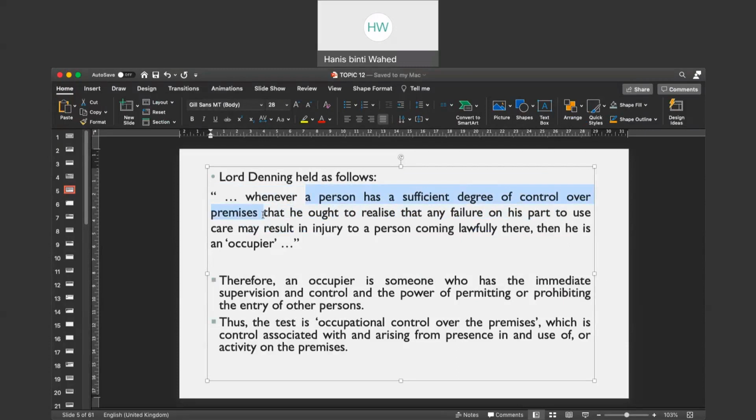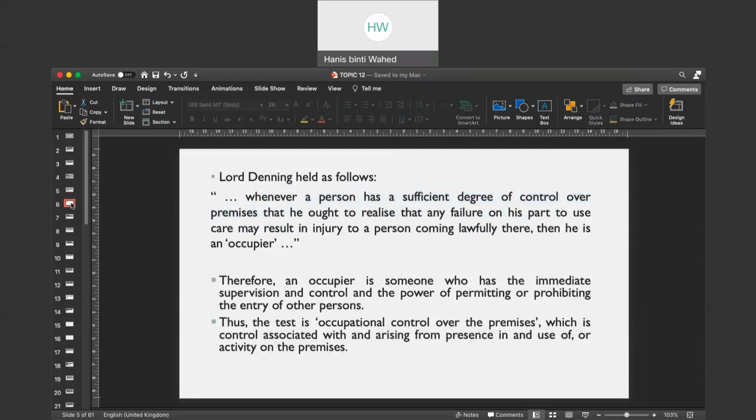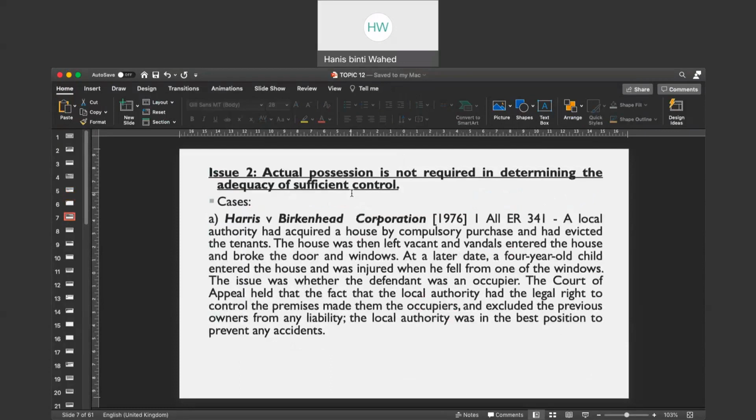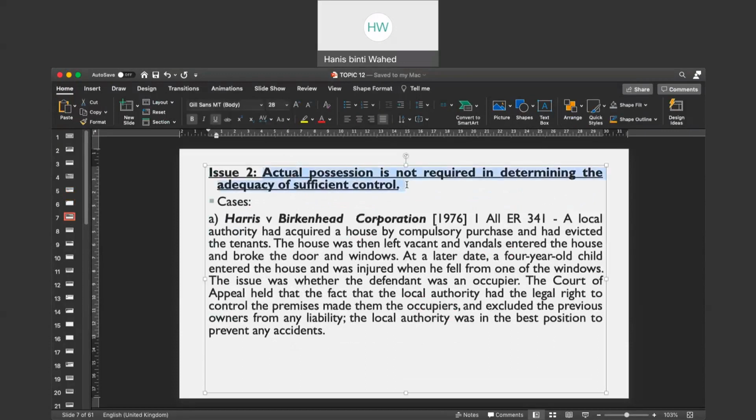Okay, alright. But another thing that you need to remember is there is no requirement for physical occupation of the premises. Okay, actual possession is not required in determining the adequacy of sufficient control. For this point, you can refer to the case of Harris. In this case, if you read the facts of this case, the court held that actual physical occupation was not required to incur liability as an occupier.